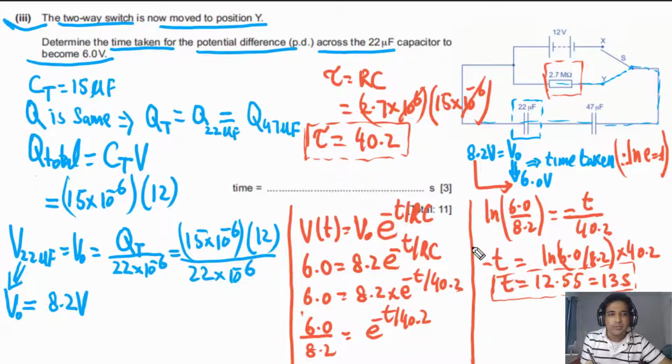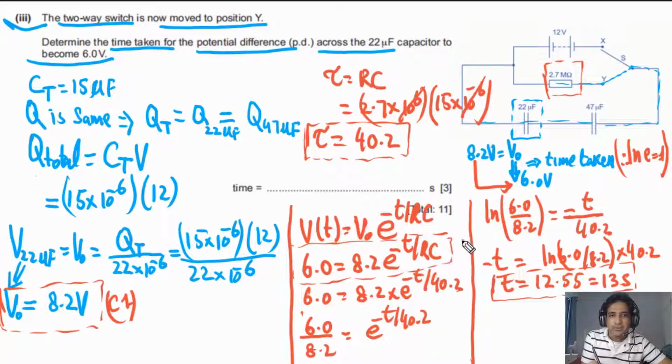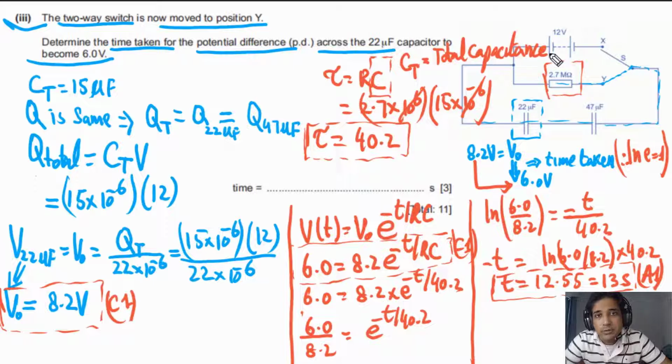This question has 3 marks. The first mark you will get if you have the right value of final voltage and the right value of initial voltage across the 22 microfarad capacitor. This is a C mark. The second C mark you will get if you have used this formula. And the last mark is the answer mark. If you got the right answer, you will get 3 marks for this question. I'll see you in the next video with another question from May June 2022, paper 4, variant 2.